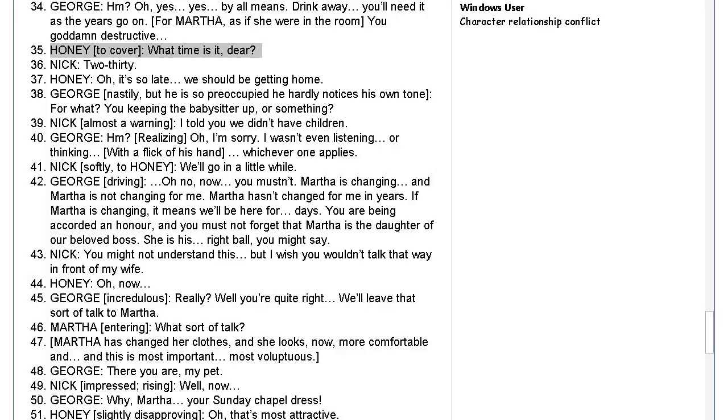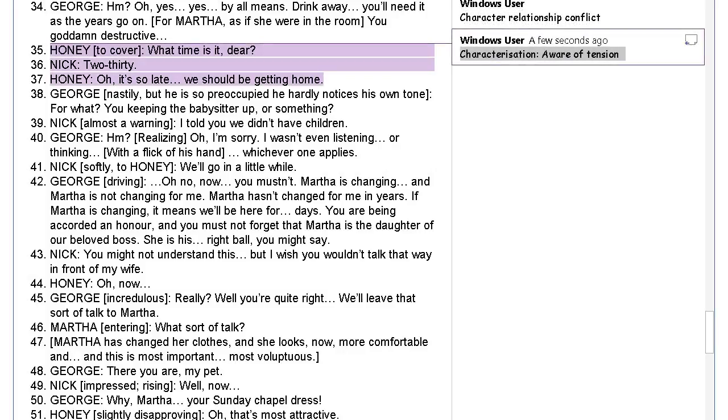So here we find out some things about Honey's characterisation. She is obviously aware, demonstrates an awareness of the tension between George and his wife. And if she's aware of it, then so are we as members of the audience. So we're really starting to connect here with Honey. In terms of characterisation, clearly Honey is aware of the tension, and as members of the audience, we're empathising with Honey because we too are aware of the tension. And the tension is such that she actually wants to go home. That tells you the extent of how uncomfortable she's feeling.